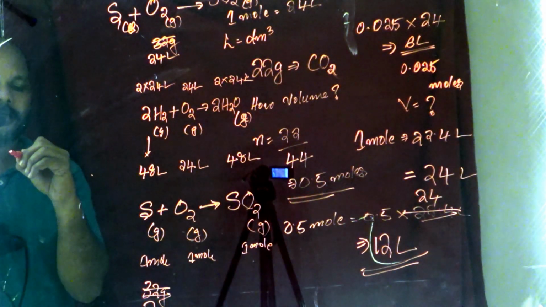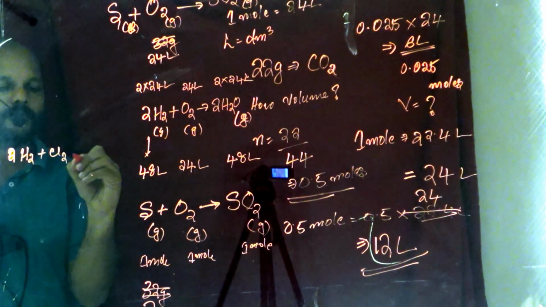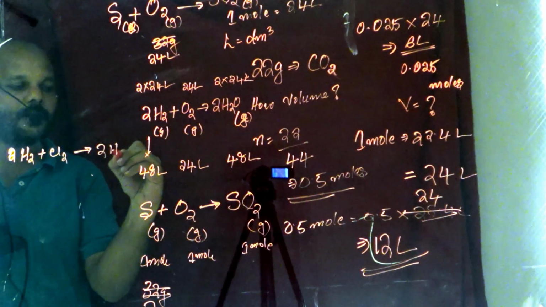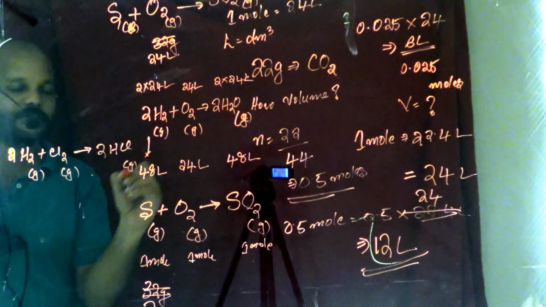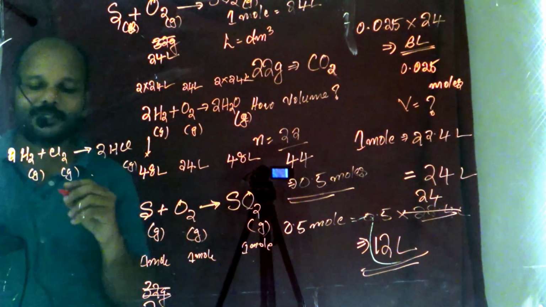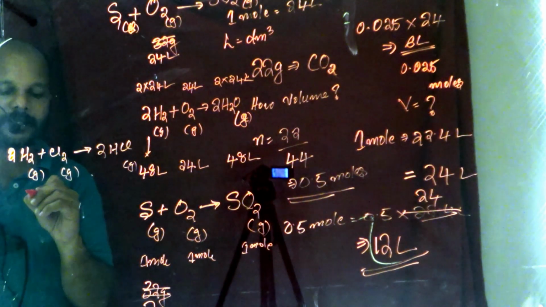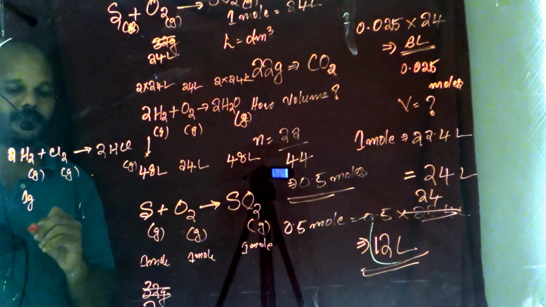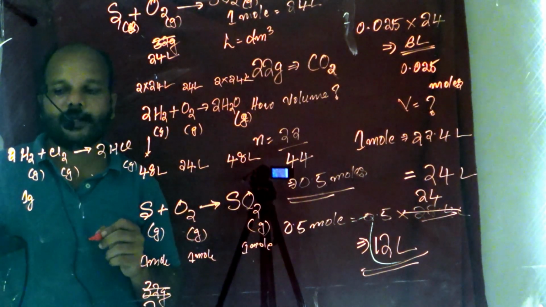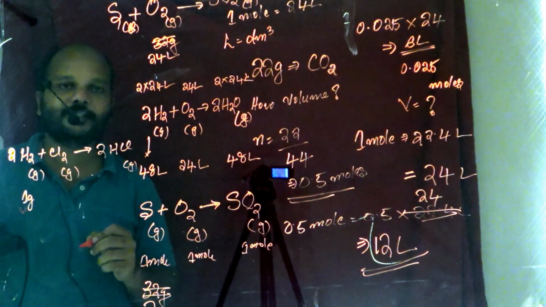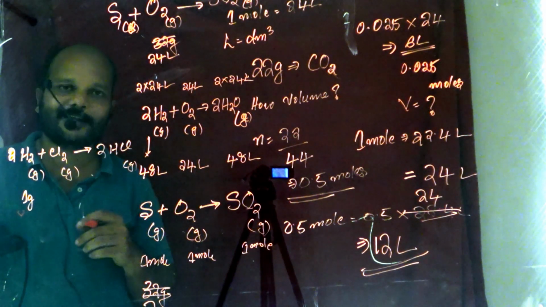For example, take the reaction H2 plus Cl2 gives 2 HCl. Here H2 is a gas, Cl2 is a gas, and HCl is also a gas, right? Suppose 1 gram of H2 is reacting with an excess amount of chlorine. Let it be, we don't know the amount of chlorine. So 1 gram of hydrogen is reacting with excess chlorine to form HCl, right?